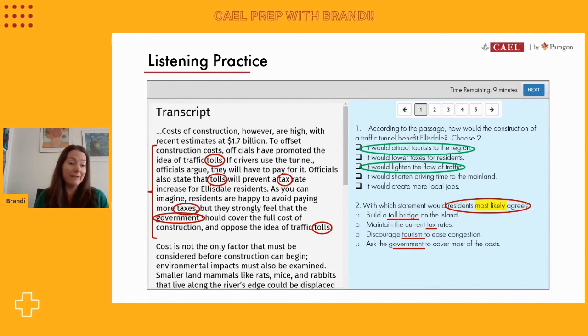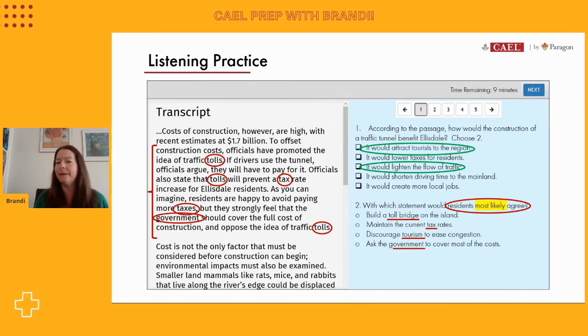So again, look at the very bottom of that section of the transcript. It says that residents oppose the idea of traffic tolls. That confirms it. We can eliminate answer choice A. They certainly would not want a toll bridge built on this island or in the city of Ellisdale. The second idea there talks about taxes, and taxes was mentioned twice in this section. In the middle part, officials are saying that they'll prevent a tax rate increase, and also we hear that residents don't want to pay more taxes.